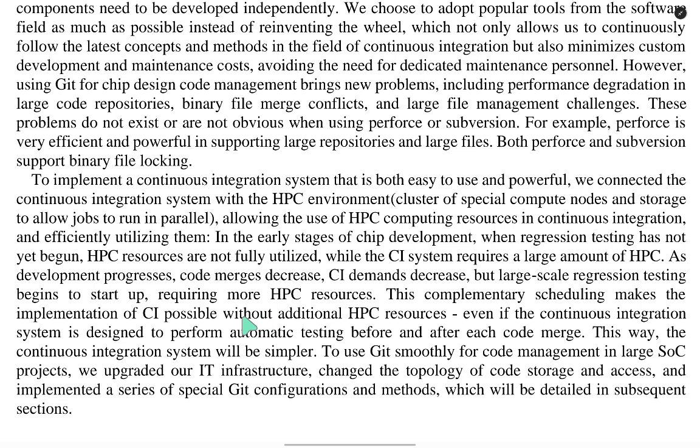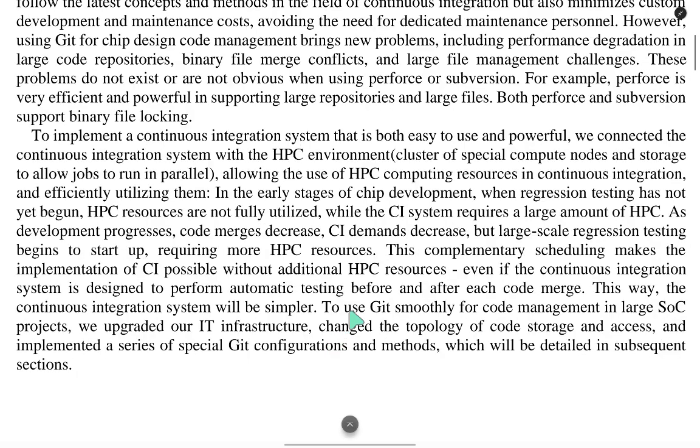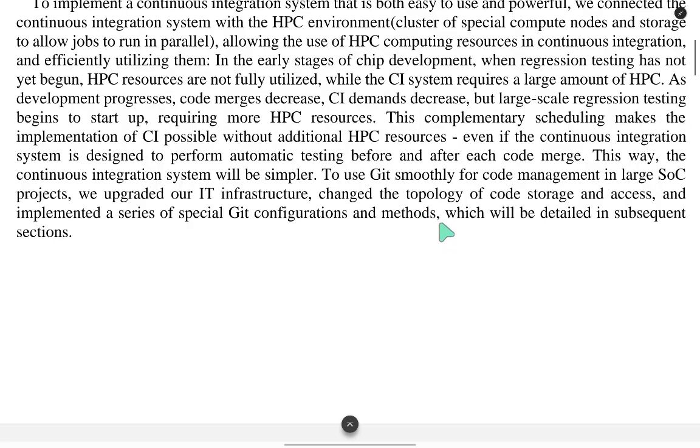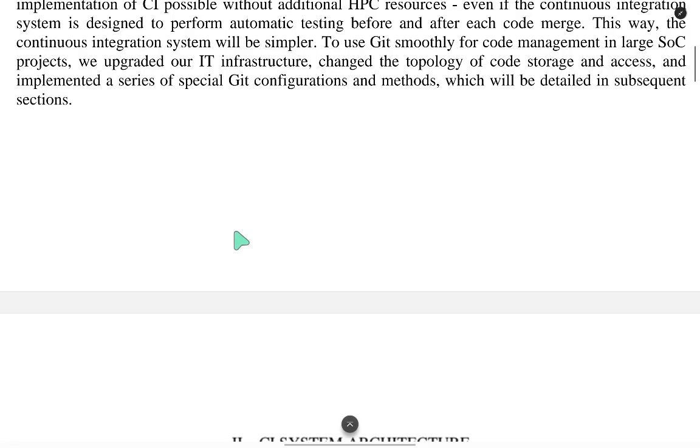This way, the continuous integration system will make it simpler to use Git smoothly for code management in large SoC projects. We upgraded our IT infrastructure, changed the topology of the code storage and access, and implemented a series of special Git configurations and methods, which will be detailed in subsequent sections.